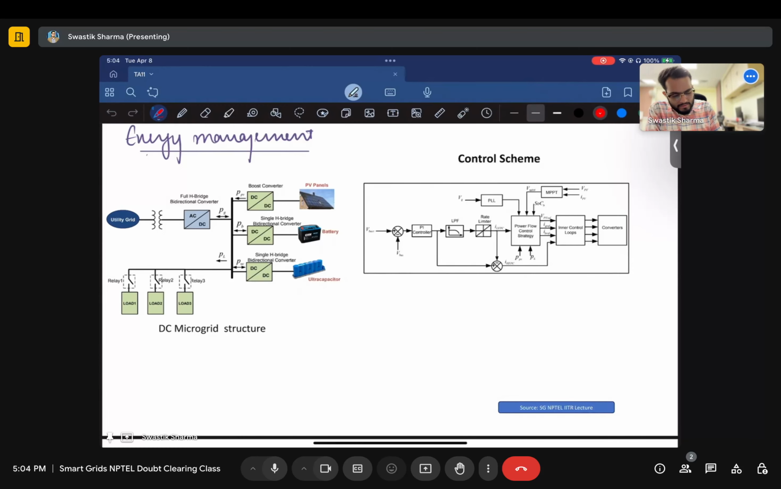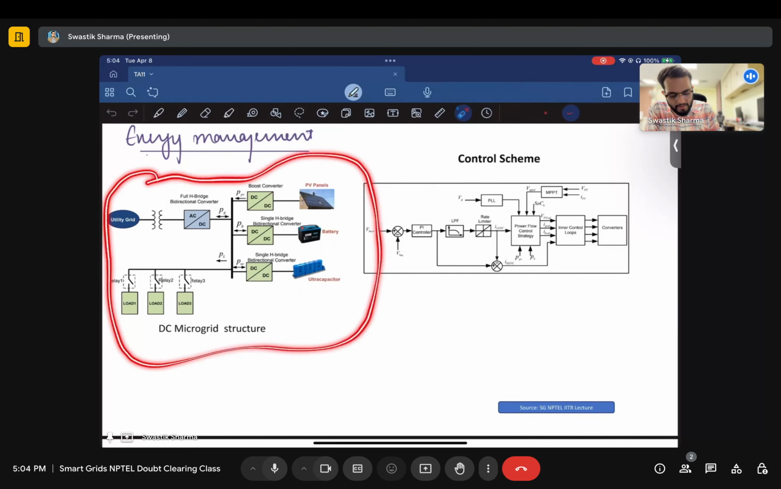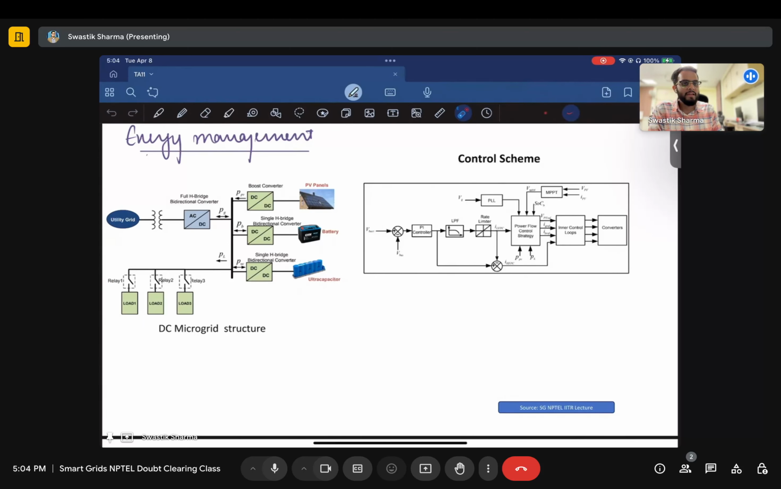This is a structure that we have been going through for a very long time. If there is a solar panel connected, we use a boost converter which is coupled to a DC bus, so it's a DC microgrid. You want to make sure that your load, generation, and the power exchange from the grid are able to meet the load and keep the voltage of the DC bus at a reference value, whichever is the norm.